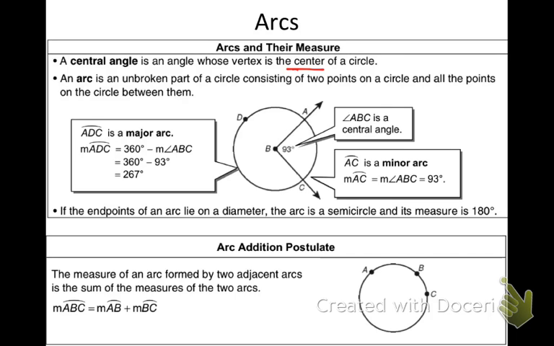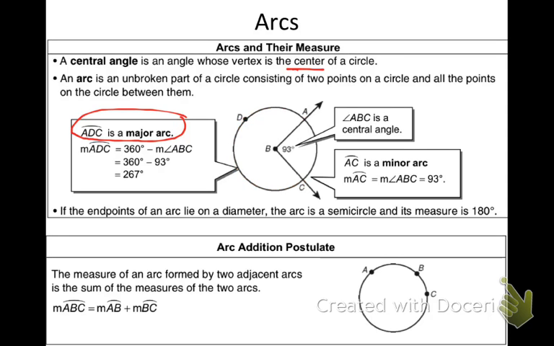Now, there are a couple different types to label arcs. You can have what's called a major arc. A major arc is whenever you use 3 letters, and a lot of times usually they're bigger than 180. You're going all the way around. For example, ADC is a major arc because I'm going A, then D, then C. I'm going all the way around.